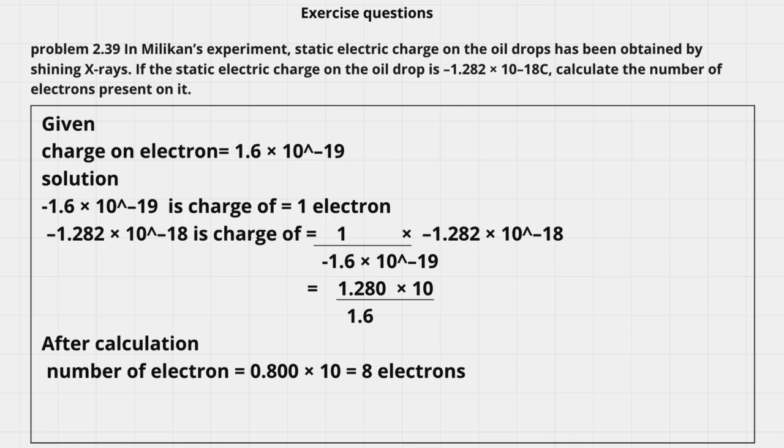So, equals 1.28 into 10 divided by 1.6. After calculation, number of electrons equals 0.800 into 10, which is 8 electrons.